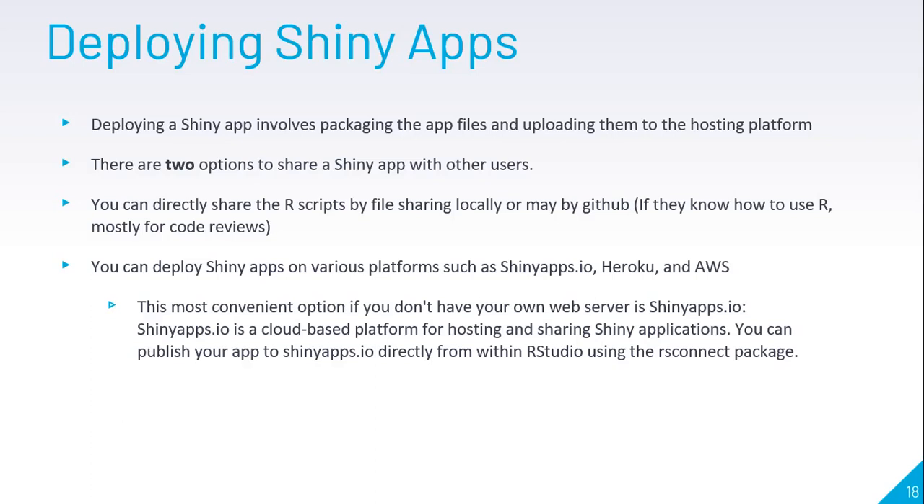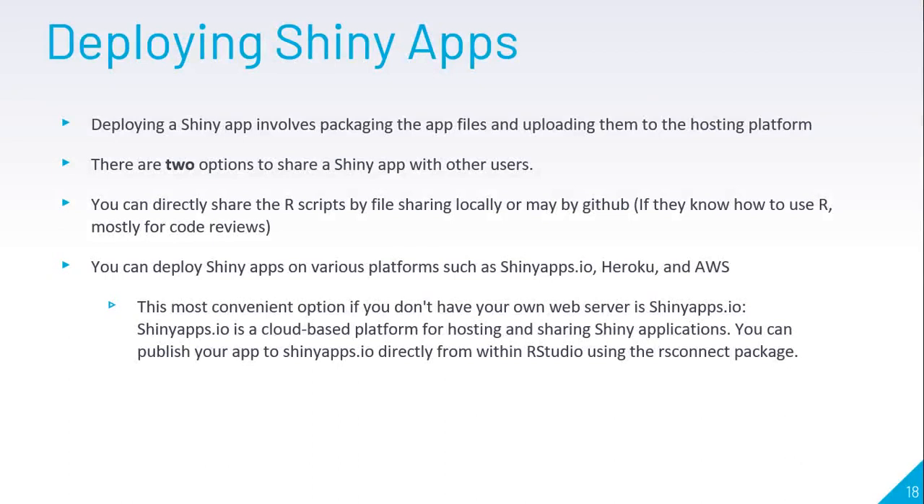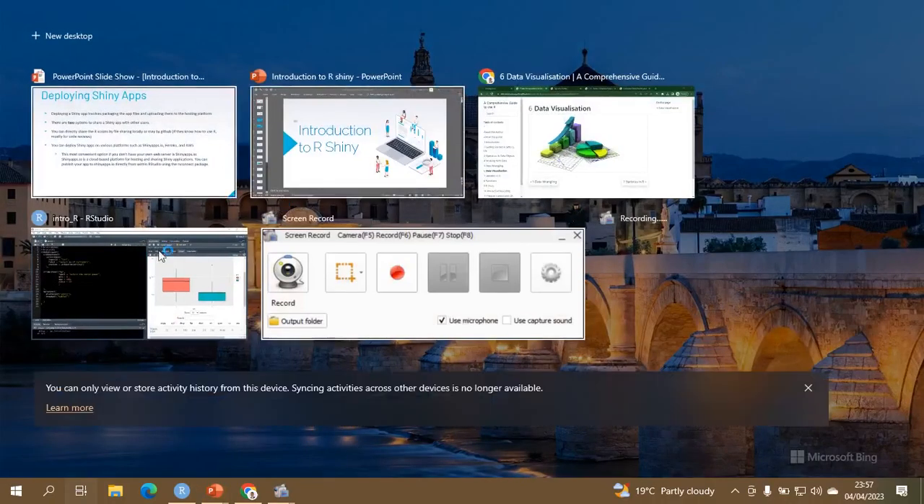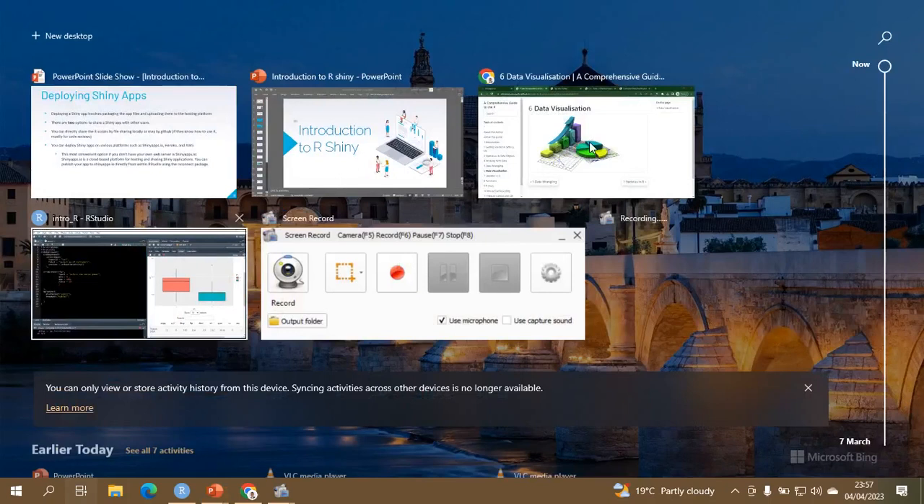But in this session, I would recommend shinyapps.io, and we deploy using the rsconnect package. How do we upload? How do we deploy our application? Very easy. The first stage is you go to shinyapps.io and you create an account there.